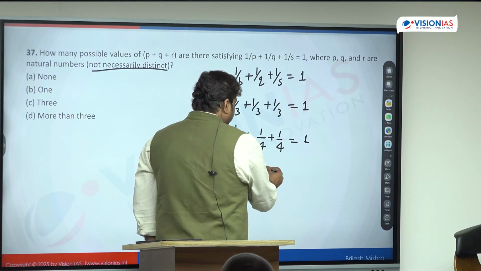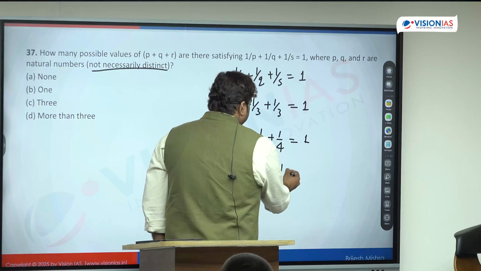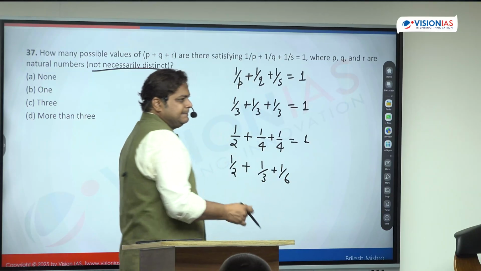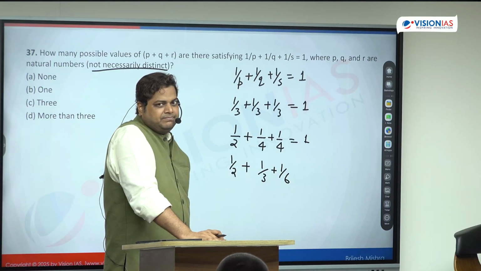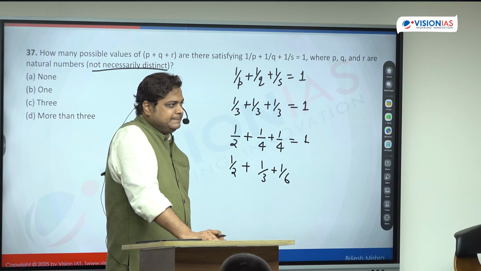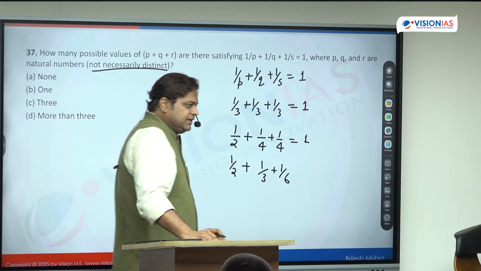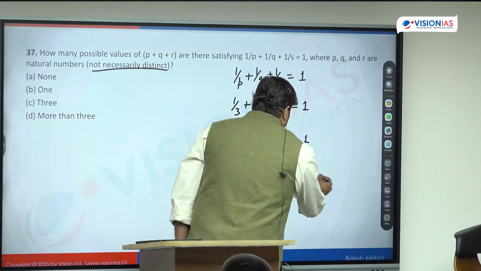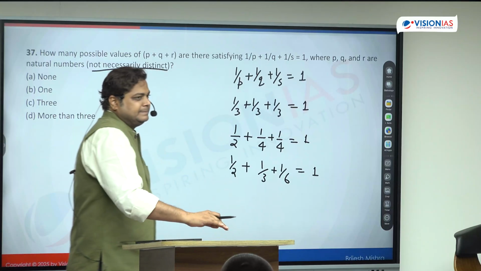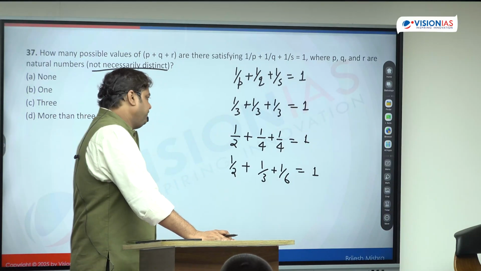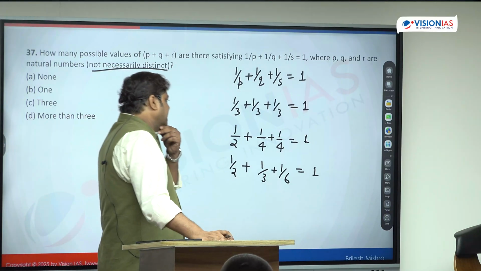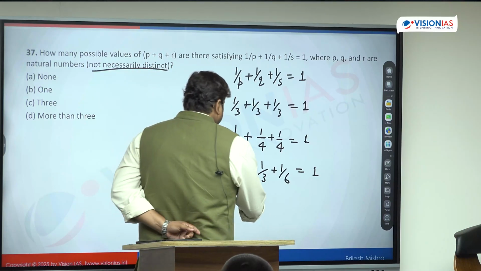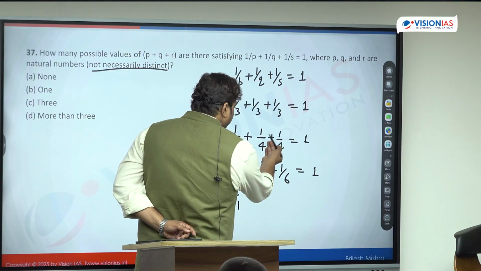How can we get 1 by 2? If I take 1 by 3 plus 1 by 6, what are we getting? Here we are getting 1 by 2. Then also we are getting 1. If we go further, like 1 by 2, 1 by 3, and after this, 1 by 4, we have already seen.